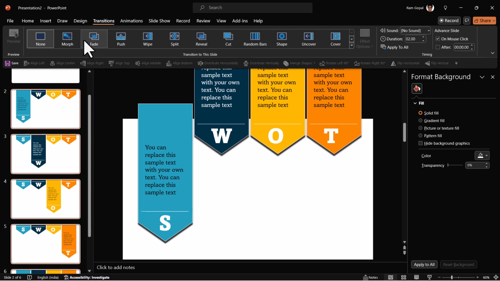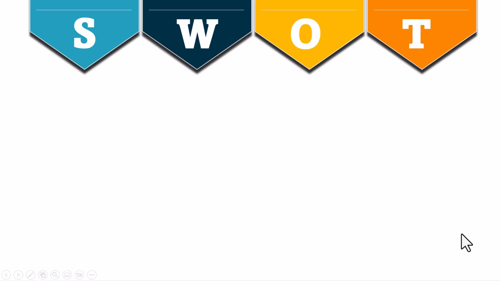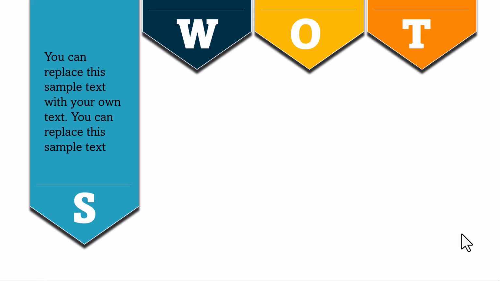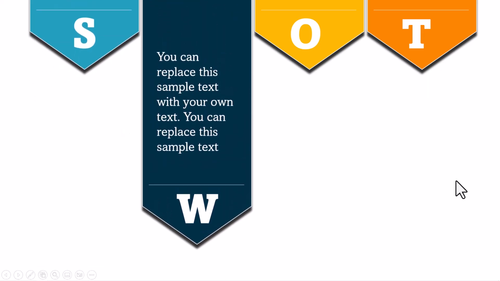Go to transitions and use morph transition. Now when I go to the first slide and go to slideshow, this is how we start the slide. Then on a click, we give explanation for S. Then as we give explanation for W, you can see that S goes back. So the audience focuses exactly on just the one thing that I want to talk about.